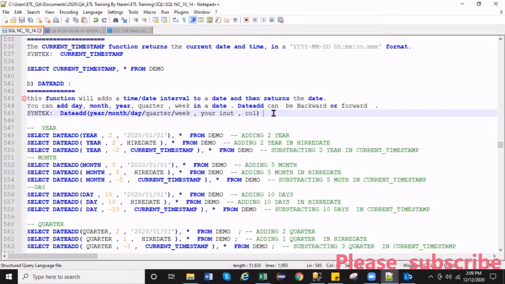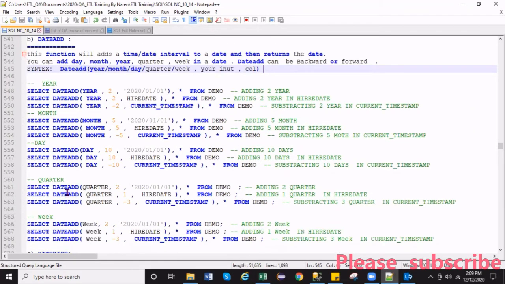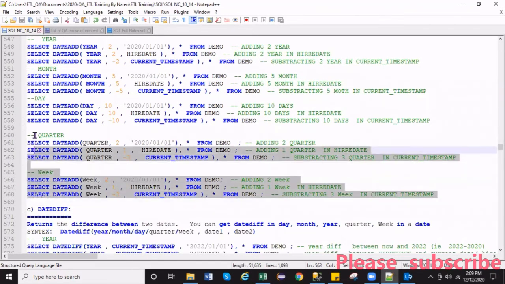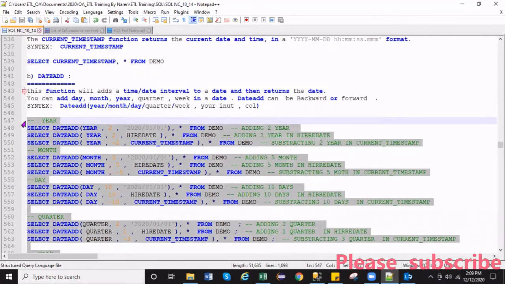For example, if I want to add -5 months from today, that means it will go backward. If I want to add +5 months, then it will go forward. So you can add a month, a day, a quarter, a week, or a year, right? Let's go one by one and see how to add, how the month will work, how the year will work, how the day will work, how the quarter will work, right? Let me copy all the queries into my database and go one by one.